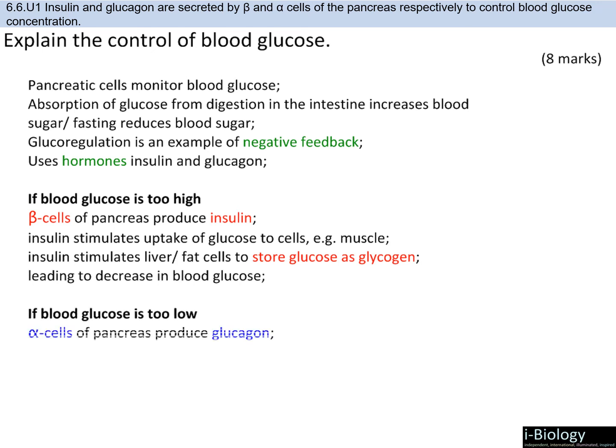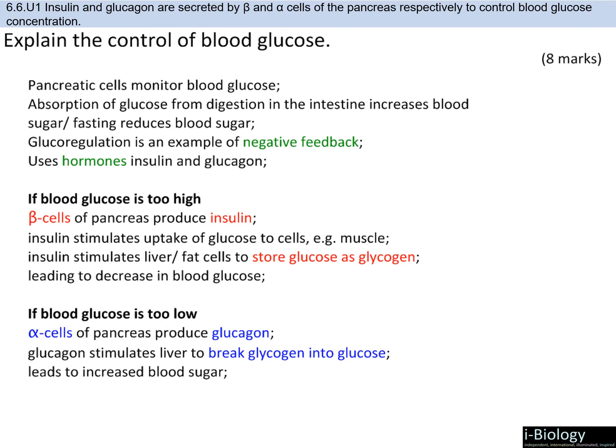If the blood glucose levels are too low, we have the reverse. We have the alpha cells releasing glucagon. Glucagon is going to stimulate the breakdown of glycogen into glucose, and therefore glucose is going to be released into the blood, which leads to an increase in the blood sugar levels.